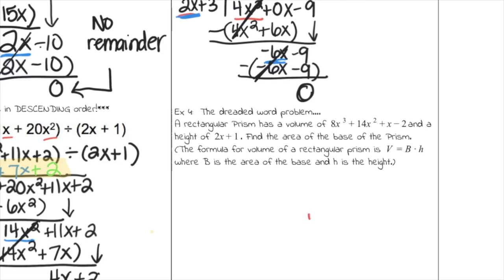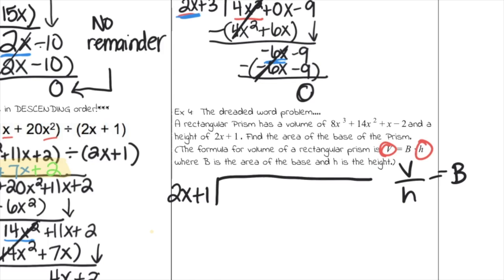So they gave you the formula that a rectangular prism has volume equals base times height. Well, we know the volume and we know the height, so we're trying to find the base. If I were to solve for B, in order to solve for B, I would have to take my volume and divide it by my height, which is what I'm trying to find as my base. So I'm going to be dividing my volume by my height. This is going to be my divisor, my height.